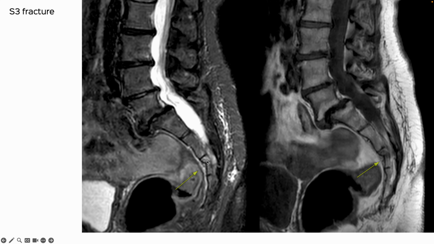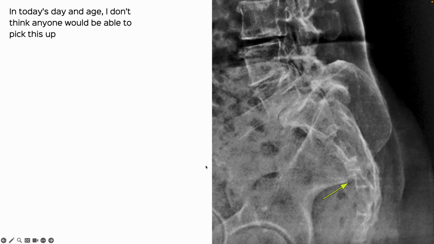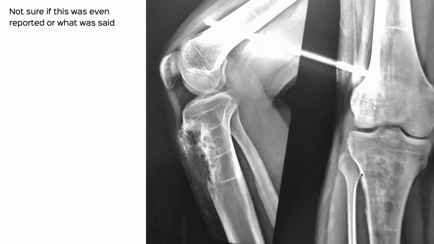Then there's an S3 fracture with a buckle, but I don't think in today's universe or day and age anybody would pick up this buckle fracture. So we'll just assume this is a retrospectroscope and leave it at that. Now, this patient was sent to me by a pathologist who was worried about the discrepancy between the MRI and the X-ray report. So this has come through WhatsApp, I assume.